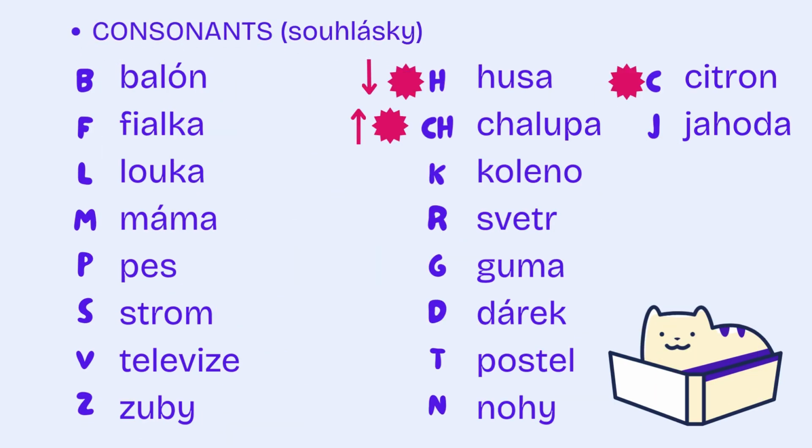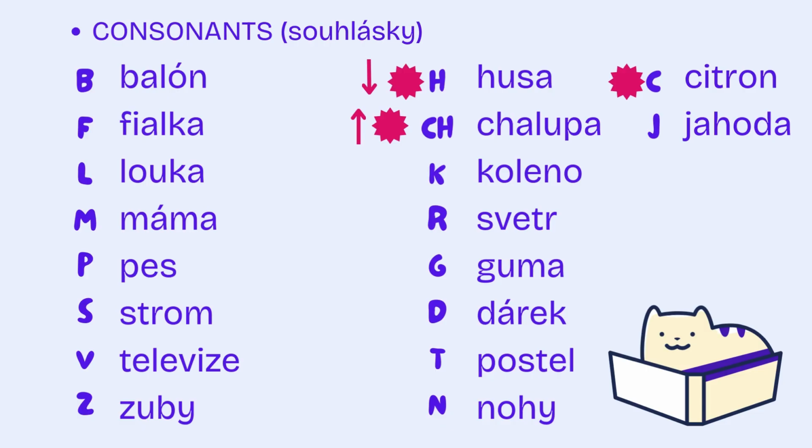Consonants, aka souhlásky, look pretty standard, however, some of them might surprise you with how they are pronounced. Starting with B, in a word, balloon. Next one is F, in a word, fialka. L, louka. M, máma. P, pes. S, strom.